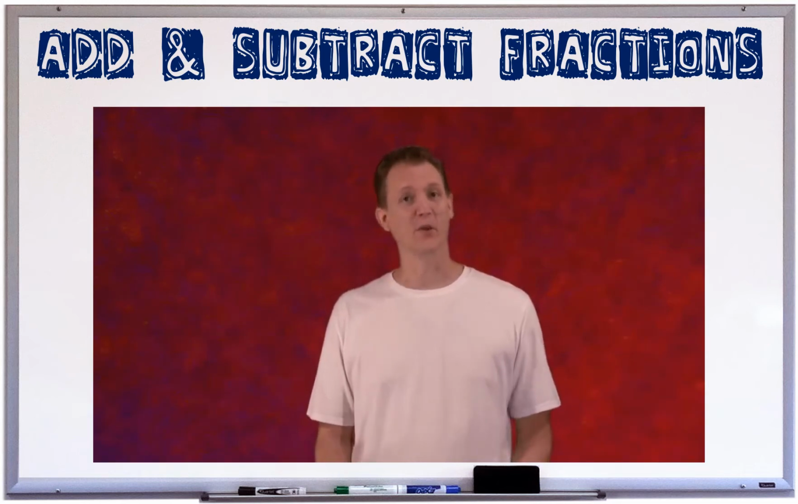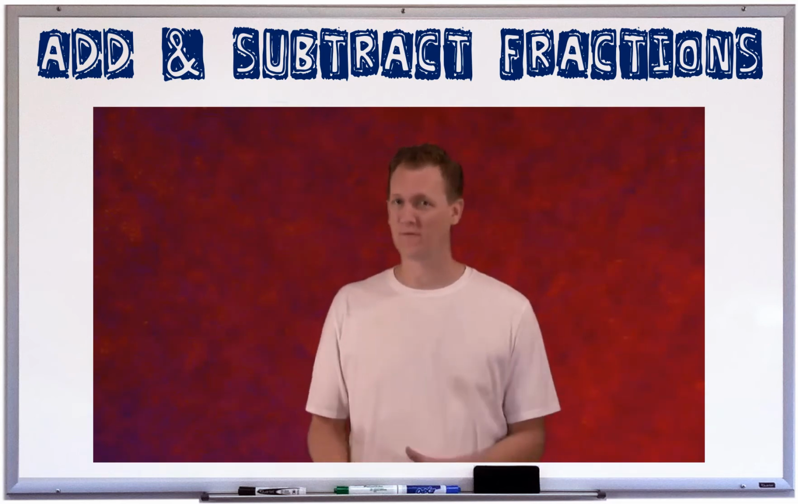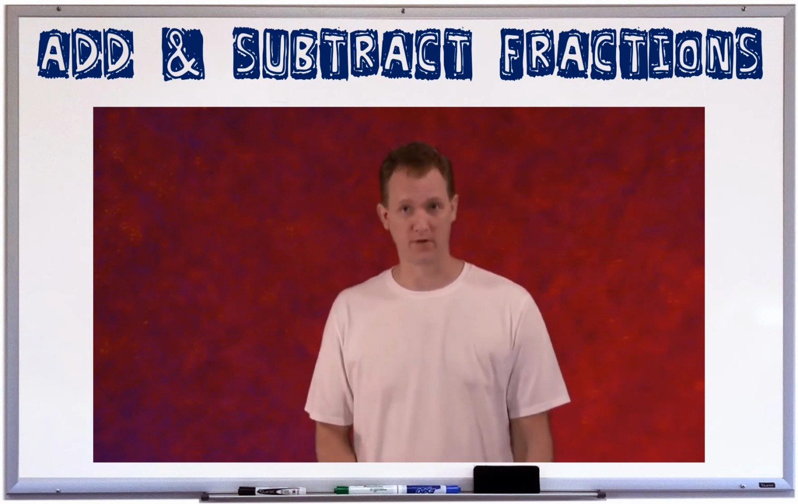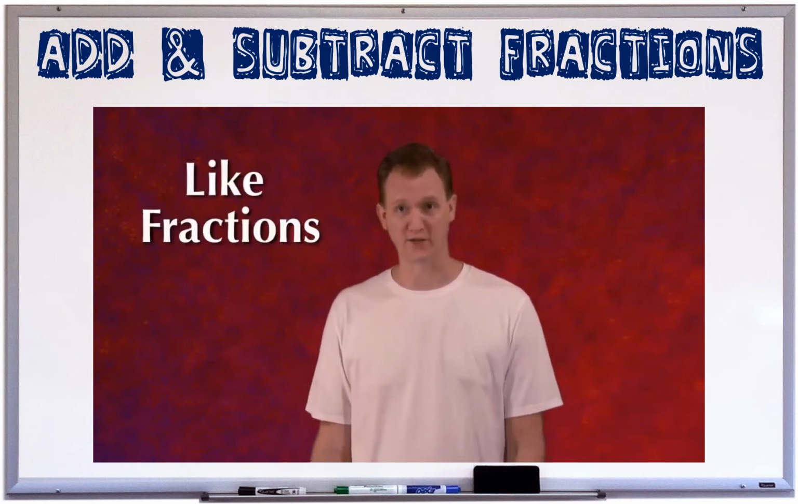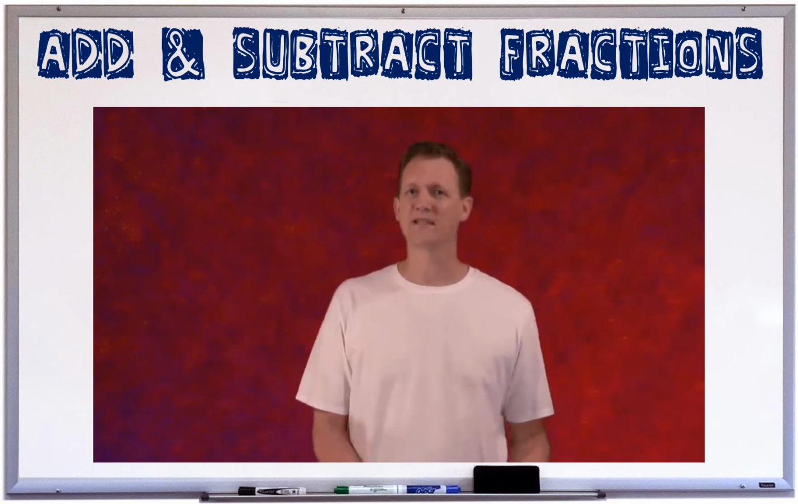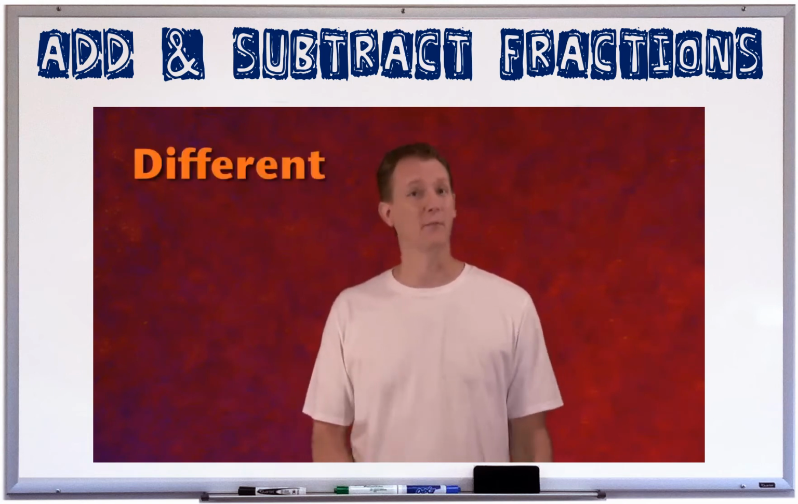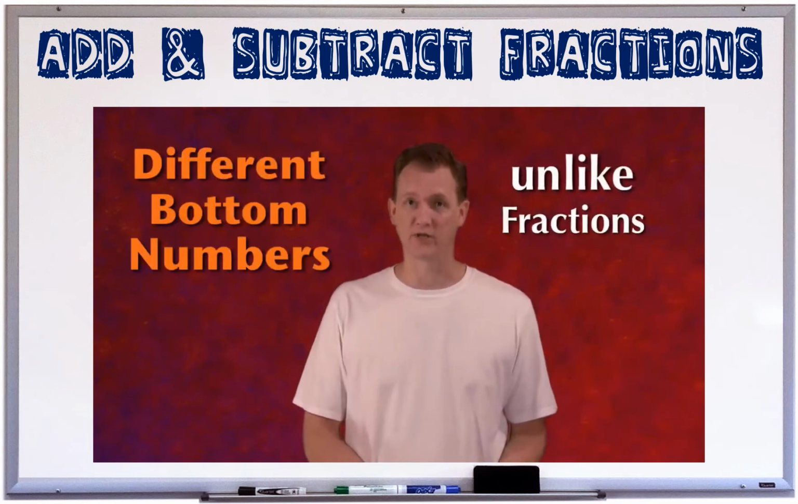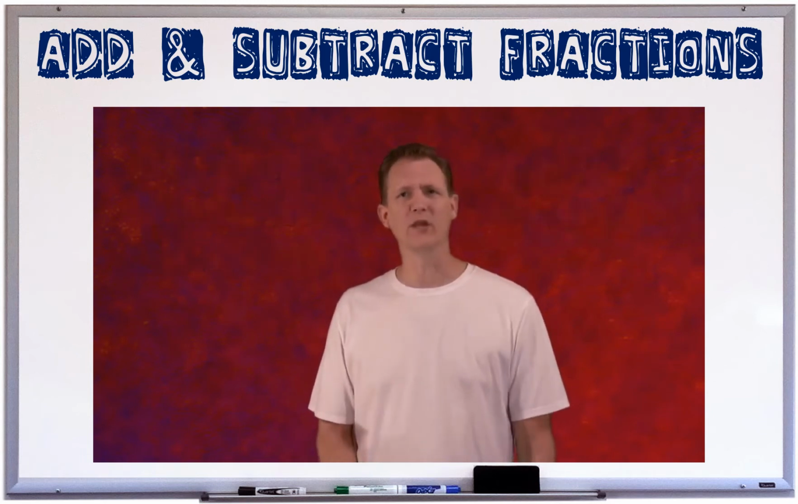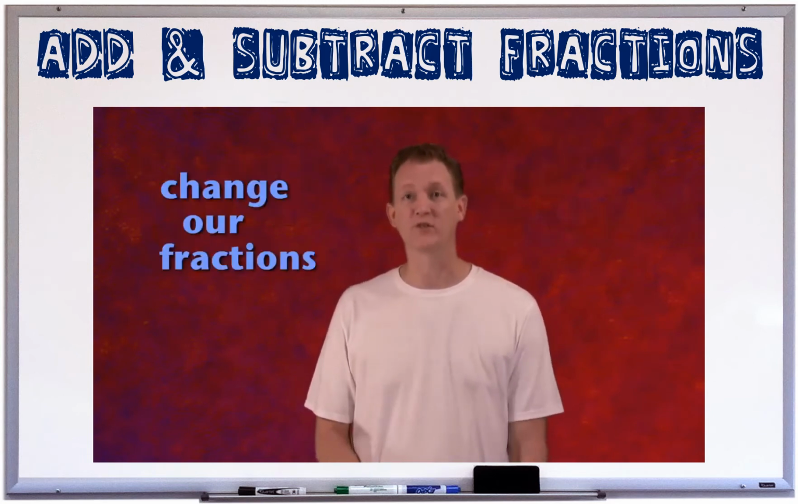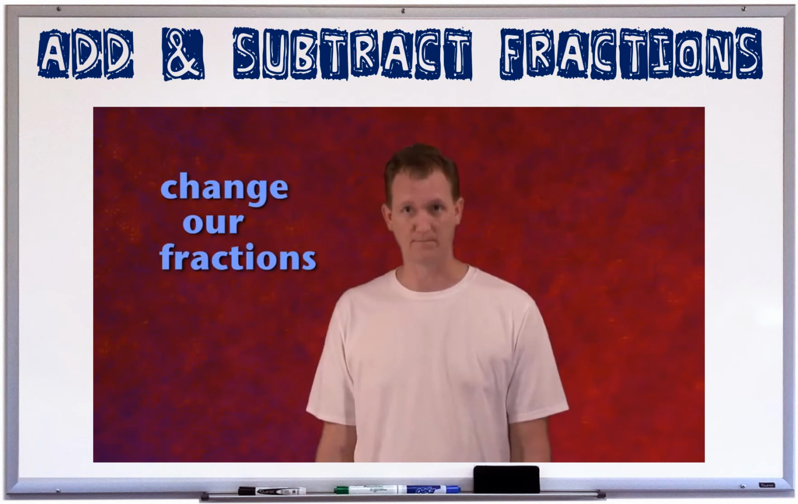In the last video, we learned how easy it is to add and subtract fractions that have the same bottom number. We call those like fractions. But often you'll be asked to add or subtract fractions that have different bottom numbers, or unlike fractions. And we learned that the only way we can do that is to change our fractions so that they do have the same bottom number.